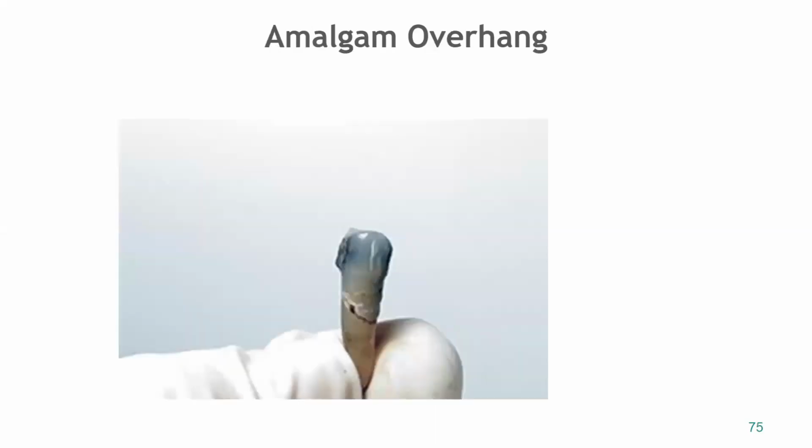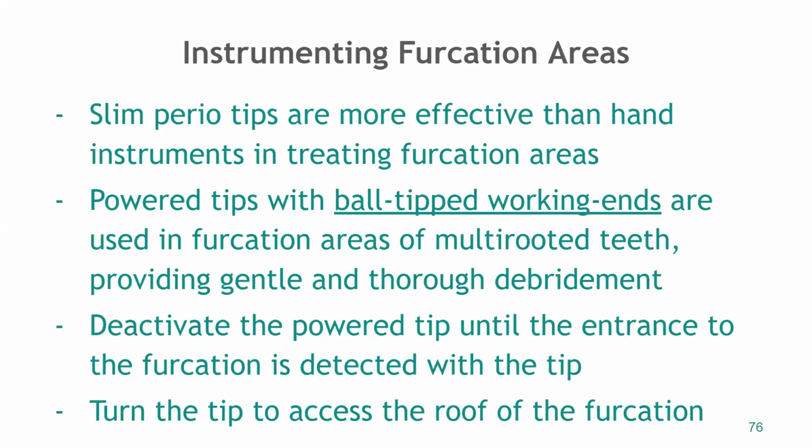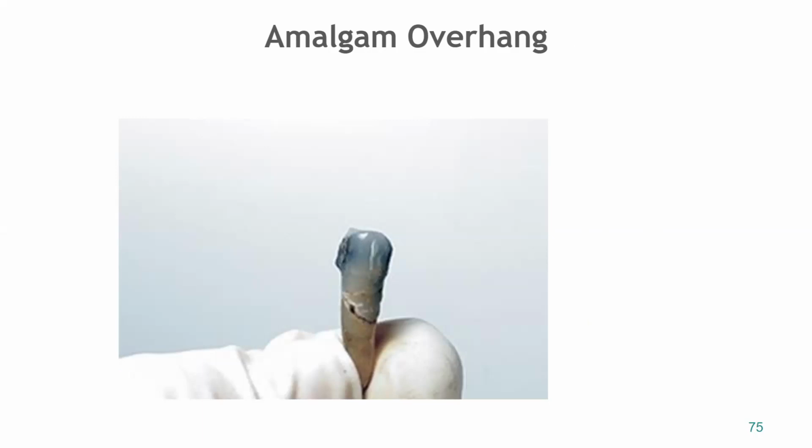So here's an amalgam overhang, and you can just take that diamond tip on it and smooth it so that it creates a more properly contoured area, okay?